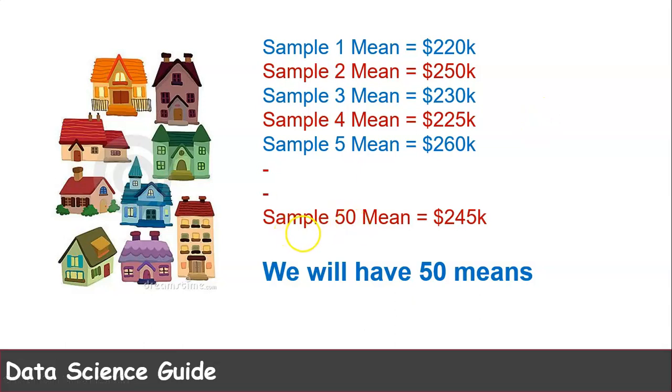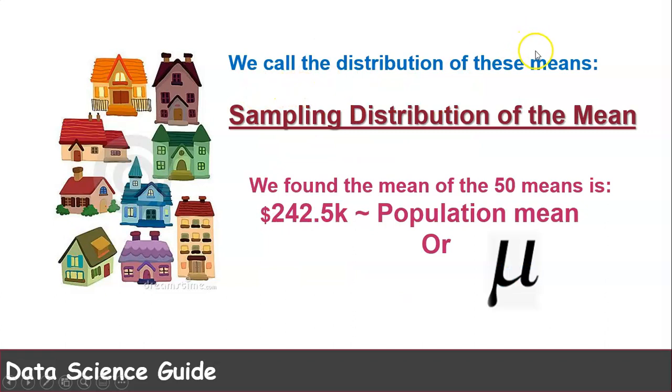And the home price mean in sample 50 equal $245,000. So in these samples, you got different means for the home prices. And we obtained 50 means. We call the distribution of these means sampling distribution of the mean. And we found the mean of the 50 means equal $242.5 thousand. And this mean is almost equal the population mean.